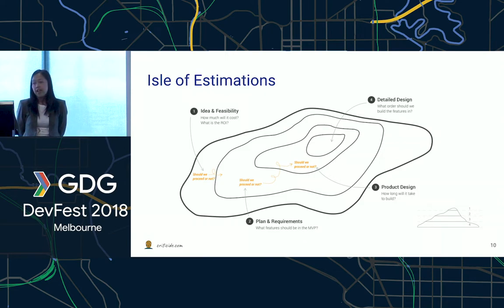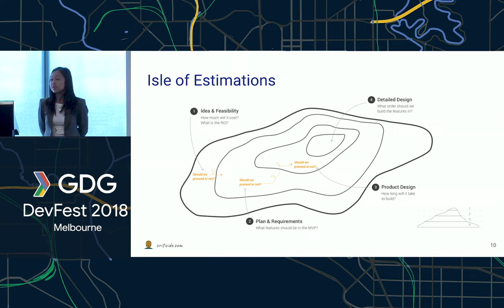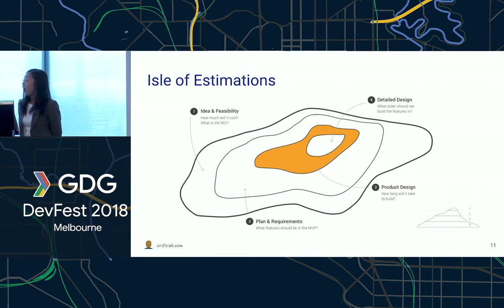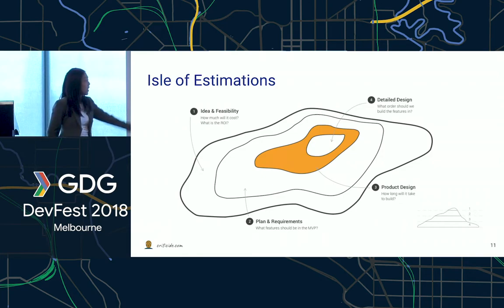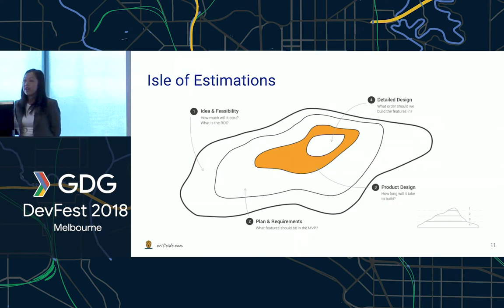So, as we can see, some questions have a higher risk associated to them than others. But the fact is, we still rely on estimates to make decisions. The aisle of estimations is quite huge. So today, I'm just going to give you a flavor of the yellow part, and we're going to talk a little bit more about that.